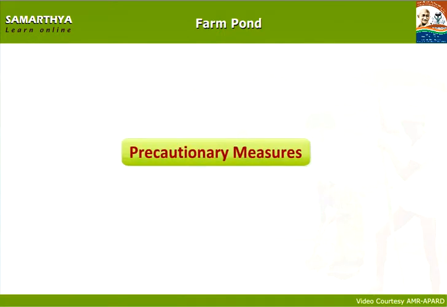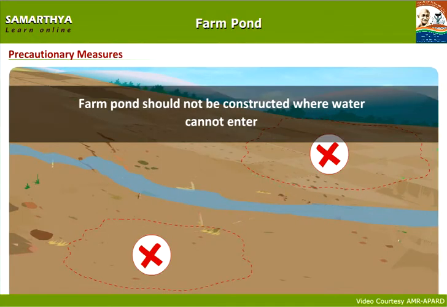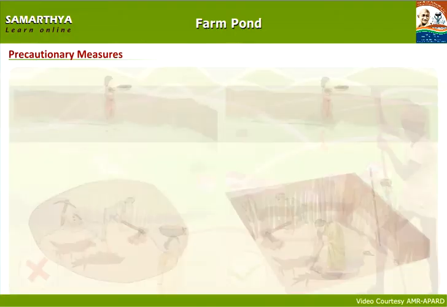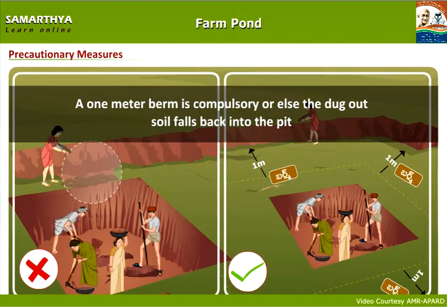Precautionary measures to be taken while constructing a farm pound. Farm pound should be constructed at the low-lying exit of the field, or else it will be of no use. Farm pound should be constructed where water cannot enter. The pit should not be dug at one place, but rather equally on all the 4 sides. A 1-meter berm is compulsory, or else the dugout soil falls back into the pit.